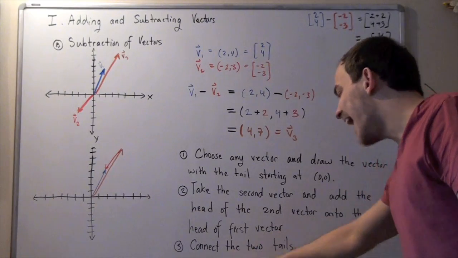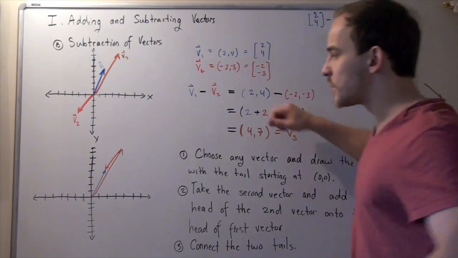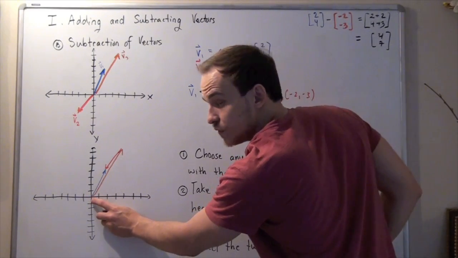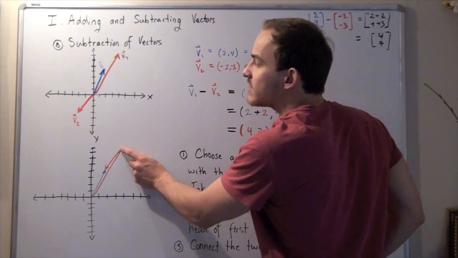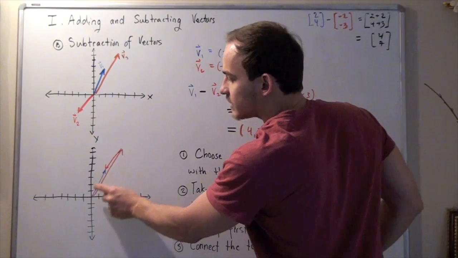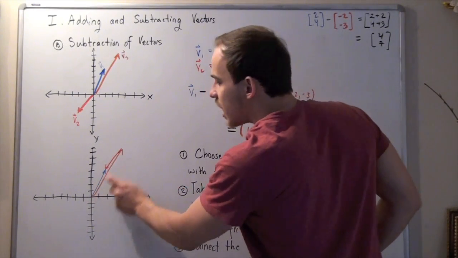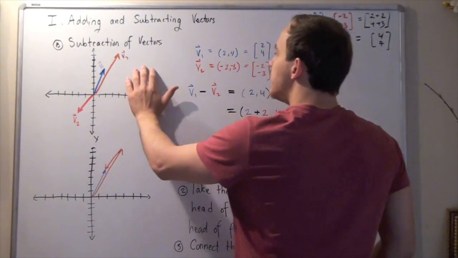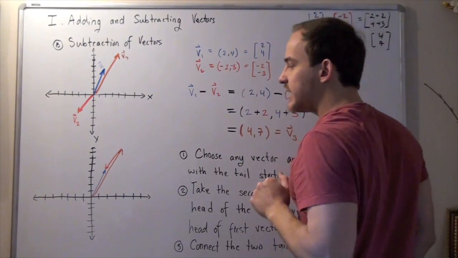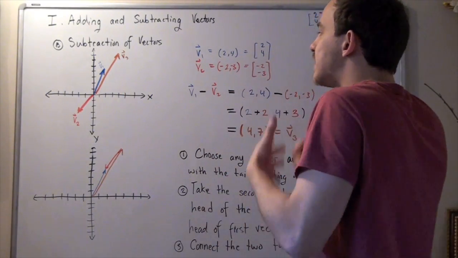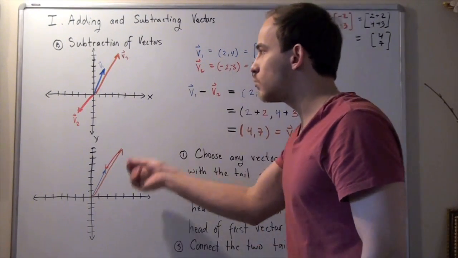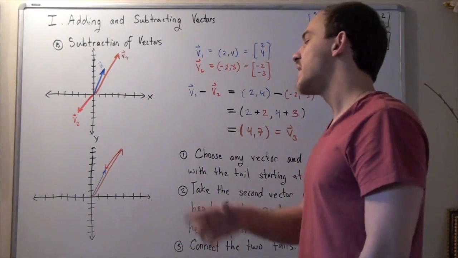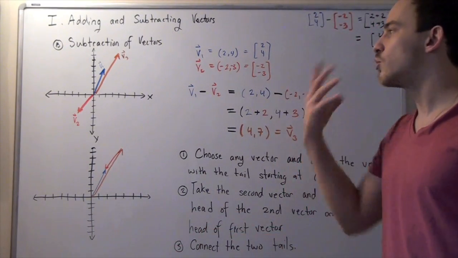And now we connect the two tails. So you go from the origin, which is the tail of our first vector, the blue vector, to the tail of the second vector, our red vector. And we see that this gives us the same exact result as when we subtracted using the algebraic method. So these two give us the same result, the same direction, the same magnitude, but the first method is the algebraic method and the second method is our graphic method.